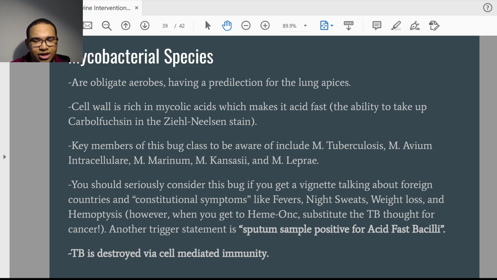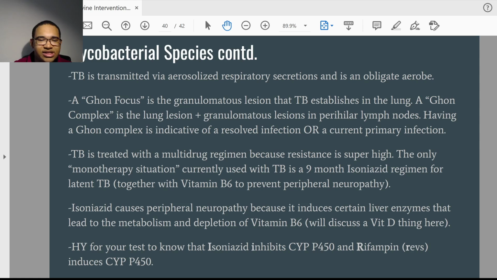And then, again, TB: fevers, night sweats, weight loss, constitutional symptoms. Although if it's a heme-onc style question, it's probably cancer. And again, cell-mediated immunity takes care of TB, right? And again, you get TB through aerosolized secretions. Again, it's an obligate aerobe. Make sure you know the difference between a Ghon focus and a Ghon complex. The Ghon focus is the caseating granuloma that you get with TB, right? And then the Ghon complex is the Ghon focus, so the granuloma, plus lymphadenopathy, right? The perihilar lymph nodes, that's the Ghon complex.